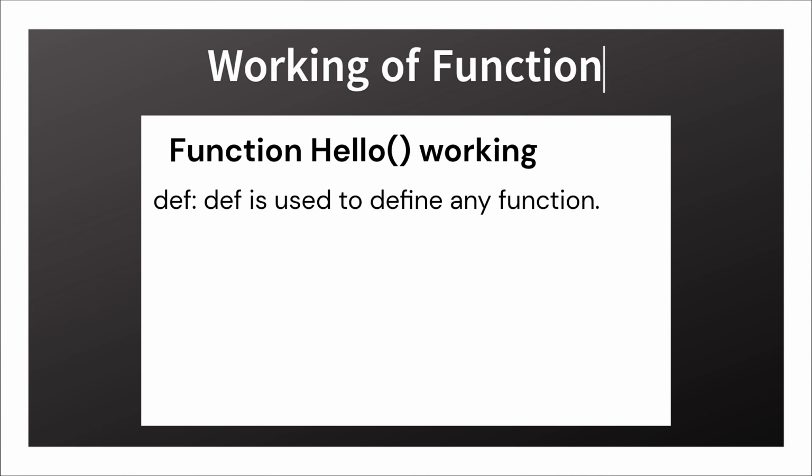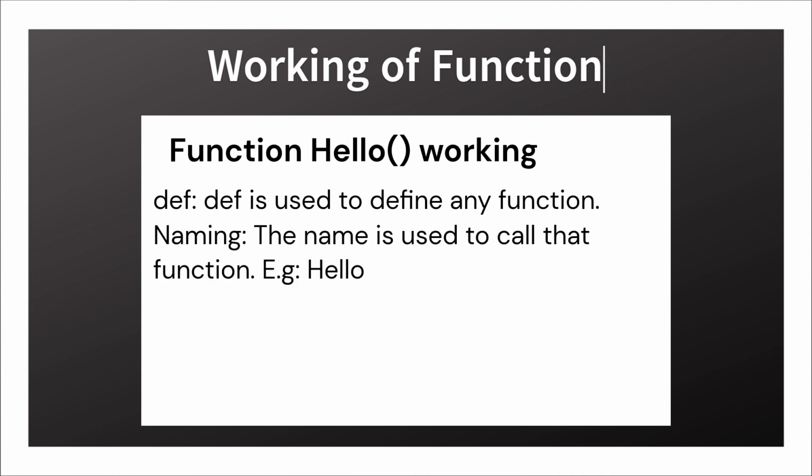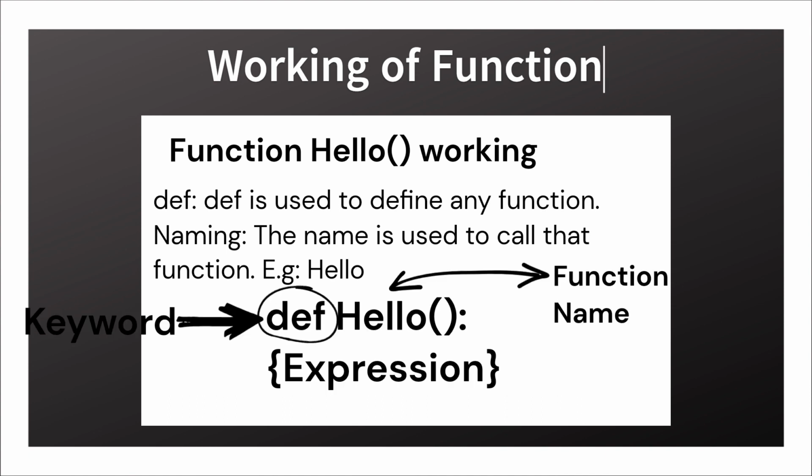Now when we define that function, we give that function a name. The name is used to call that function, for example hello in the previous example. We define the function hello with the def keyword and call it with its name hello. And then inside the function, we write whatever we want it to do. In the previous example, we wanted the function hello to print hello world. So we used the print statement to do that. So this is how a function works.